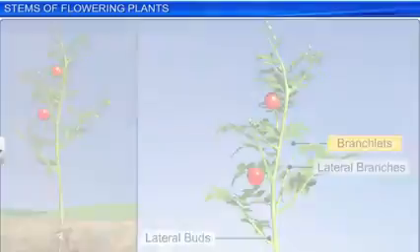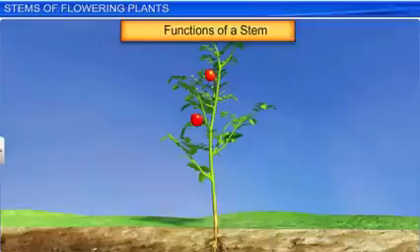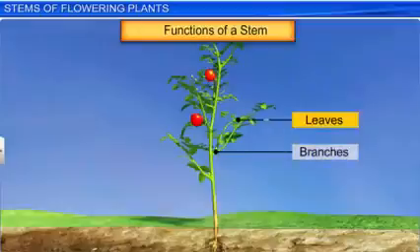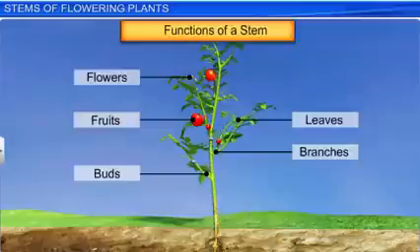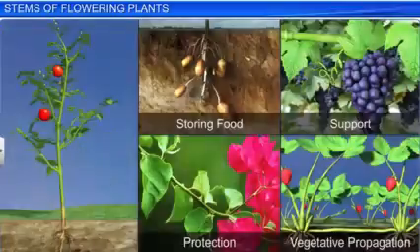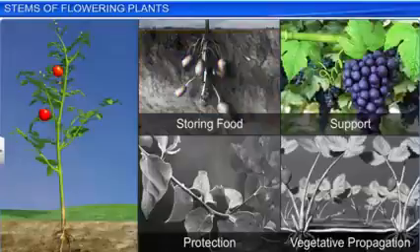Now, let's learn about the functions of a stem. The stem, along with its branches, holds the leaves, buds, flowers and fruits. It transports water, minerals and photosynthates between the roots and the shoots. Apart from these functions, the stems of many plants get modified to perform functions like storing food, providing support, protection, and aiding vegetative propagation.